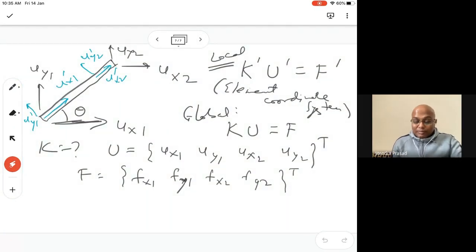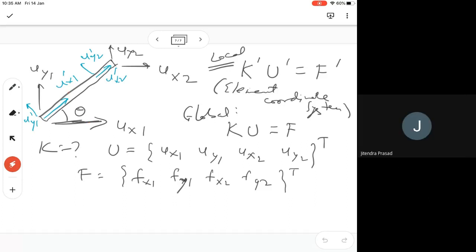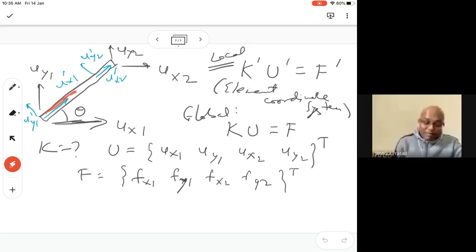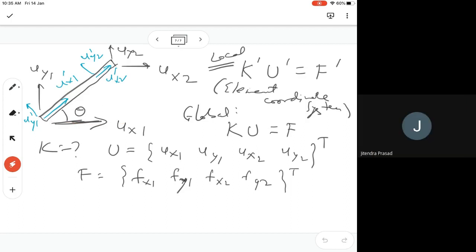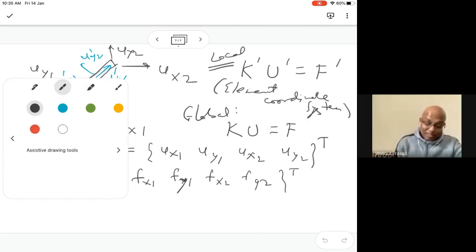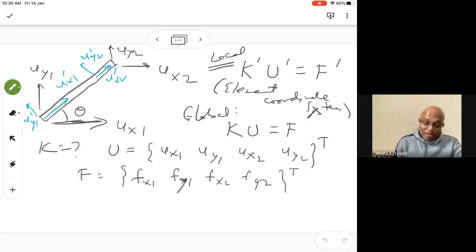So how to do it? What is the relation between this and this? That we have to find out. If the displacement in this direction is this, or the displacement in this direction, now we have to relate them basically. And what is the relation? We can read it like this. If you have to find ux1, what will you do? You will do like this.